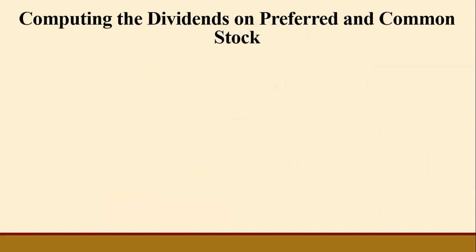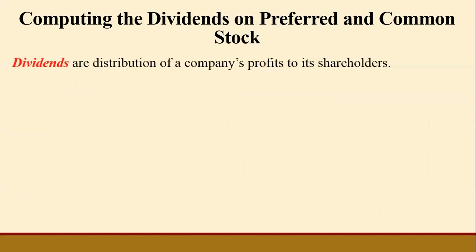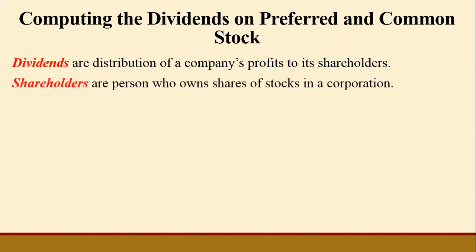Now we have computing the dividends on preferred and common stock. What are dividends? Dividends are the distribution of a company's profits to its shareholders. Who are the shareholders? They are the persons who own shares of stock in a corporation. So if you are a shareholder, you have shares of stock in a corporation. Which corporation are you a part of?